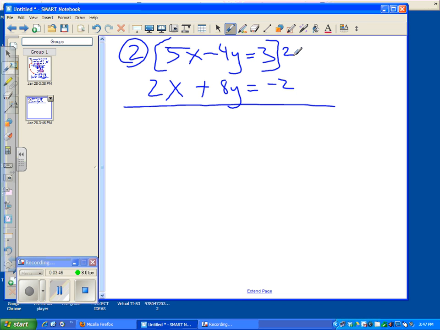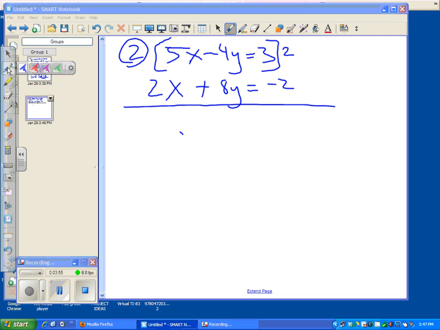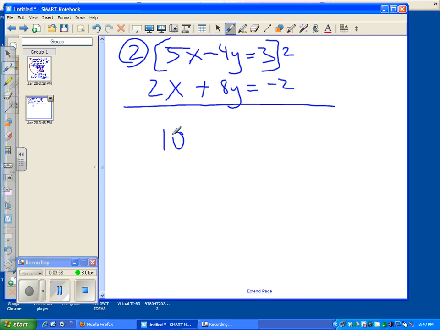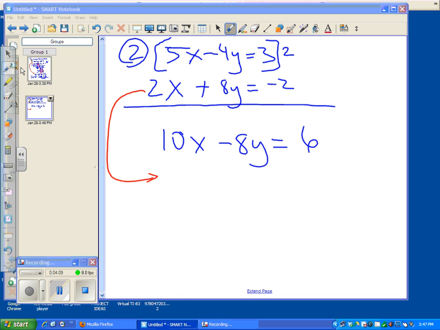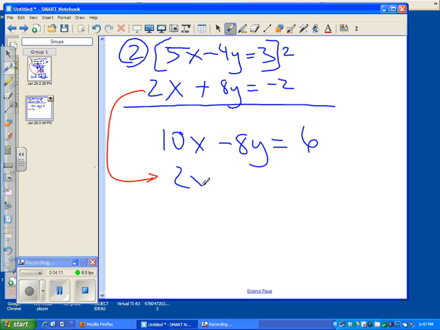Okay? And that gives me 5x. Sorry, I made a math error all of a sudden again real fast. It gives me 10x. So it's 10x minus 8y is equal to 6. I bring this line down over here because I want to keep continuity of things. 2x plus 8y is equal to a negative 2. And then we just combine them now.